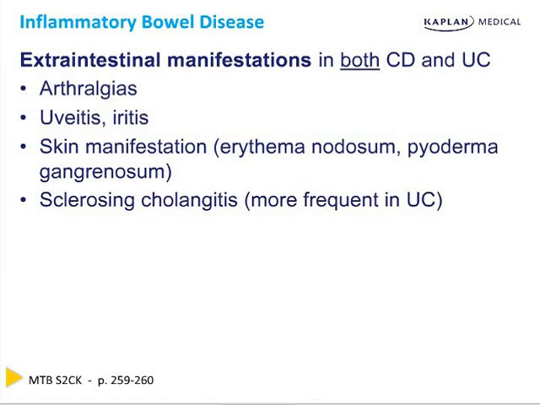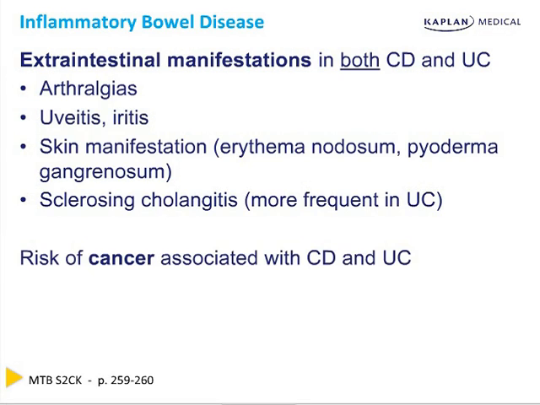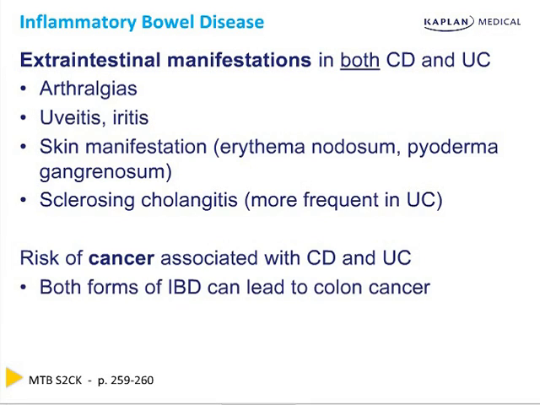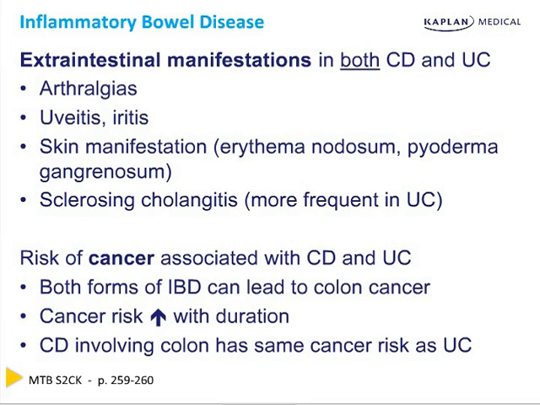The last one, sclerosing cholangitis, which is a USMLE favorite, is more frequent in ulcerative colitis, but is common in both. The risk of cancer is also associated with both Crohn's and ulcerative colitis. Both forms of IBD can lead to colon cancer. The cancer risk is increased with duration and severity of mucosal injury. So the longer you've had the disease and the worse you've had the disease, your cancer risk goes up. Crohn's disease that involves the colon has the exact same cancer risk as ulcerative colitis.